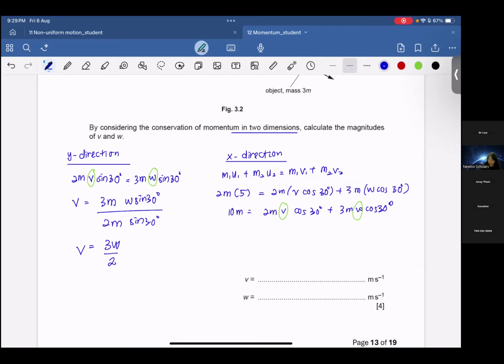With this, do substitution in here, so you continue to solve it. Now I have guided you until here already. Try, continue to try. This is mathematics: two unknowns, two equations. Then using V equals 3W divided by 2, substitute in the V, finding out the W first.